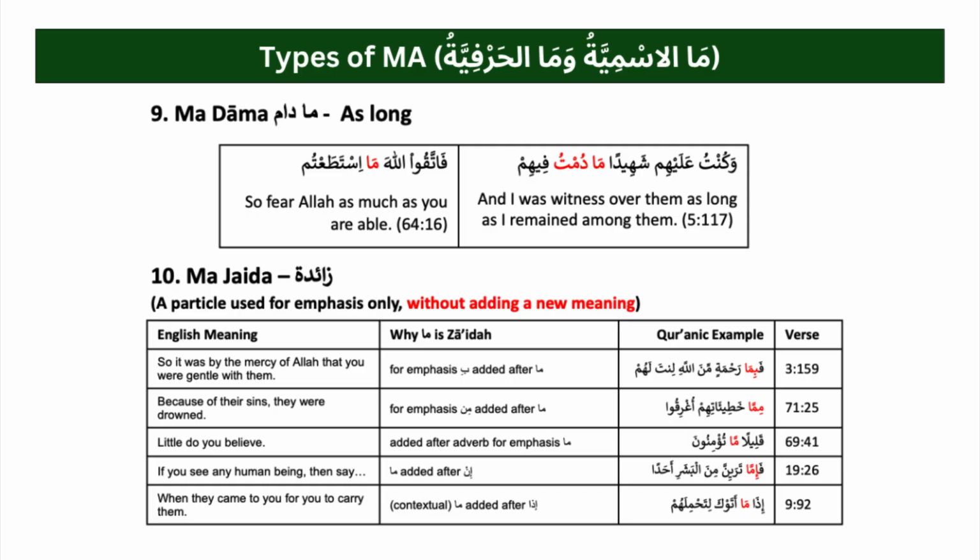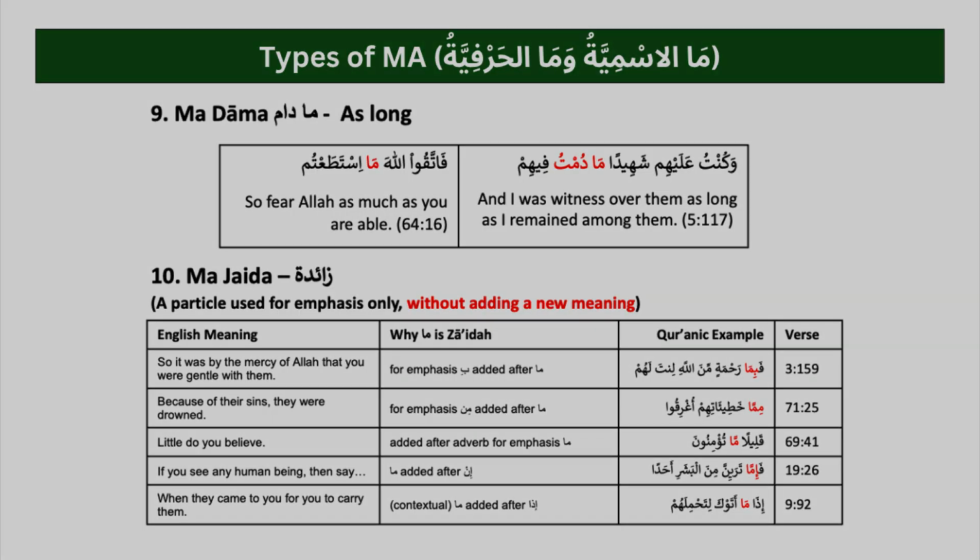The second example is wa kuntu alayhim shahidan ma dumtu fihim. And I was a witness over them as long as I remained among them. This is a very clear example. The phrase ma dumtu fihim means as long as I remained among them. So this construction expresses duration tied to a condition. So the lesson of this section is simple. Ma dama gives the meaning of as long as and expresses continuation over a period or condition.